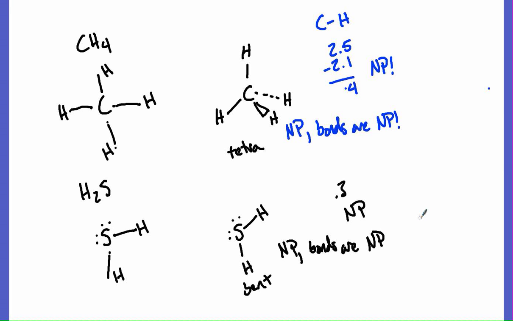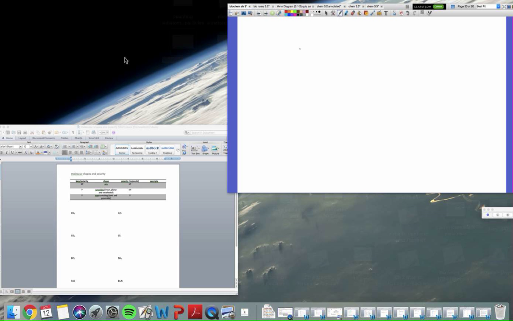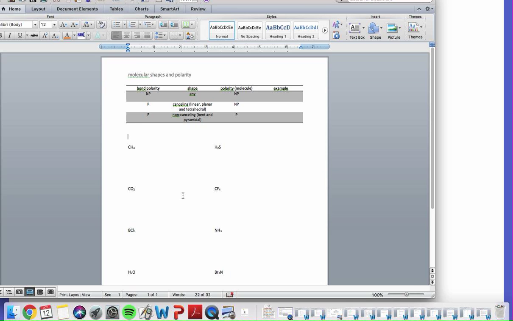And again, you have to tell me why it's nonpolar. You're actually going to miss points if you don't tell me why. So then my next example is carbon dioxide. Again, you may or may not know what the shape is right away, but at a certain point you're going to get to a state where you're thinking, oh, I've done that example before. I know exactly what shape it is, right?